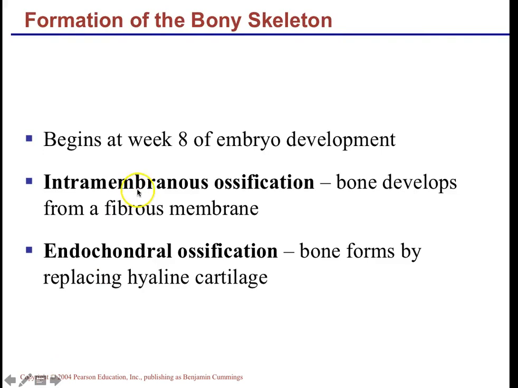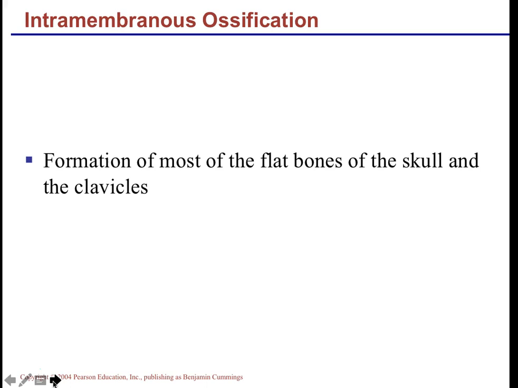So there are two processes that go on in the fetus. The first has to do with flat bones, like your skull, and the second has to do with long bones, like your femur. So flat bones are called intramembranous ossification, and long bones are called endochondral ossification. And we will talk about them next.